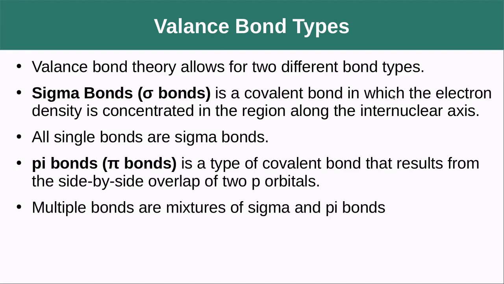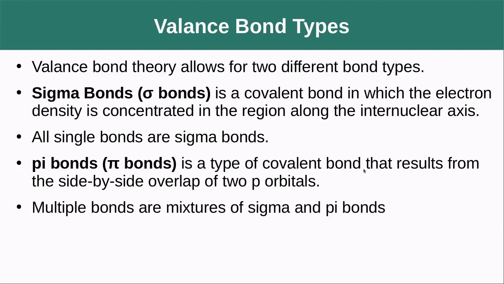This is a covalent bond in which the electron density is concentrated in the region along the internuclear axis. All single bonds are sigma bonds. So that starts off by forming these sigma bonds. After that, double bonds and triple bonds are what they call pi bonds.